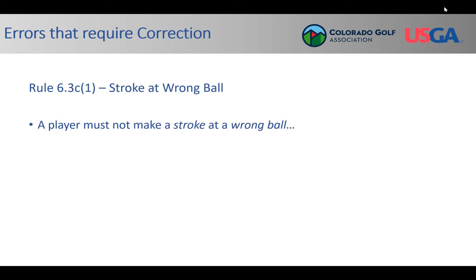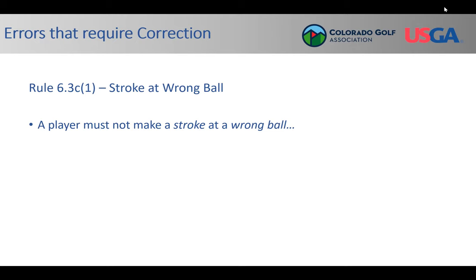Continuing along with our rule of playing a hole, and what ball we use to play that hole and where we play that ball from, we see another rule that requires a correction after we've made that error in Rule 6, and it's simply stroke at a wrong ball. I'll be the first person to raise my hand and tell you that I have made a stroke at a wrong ball at some point in my golfing career. I'm sure a lot of us on this call tonight have probably made a stroke at a wrong ball at some time in our golf career.